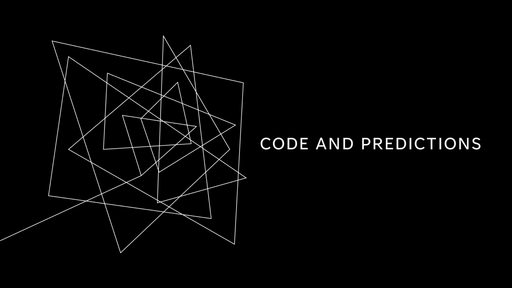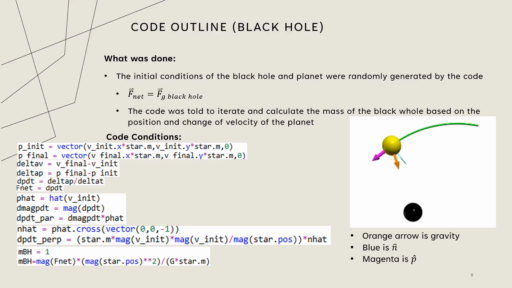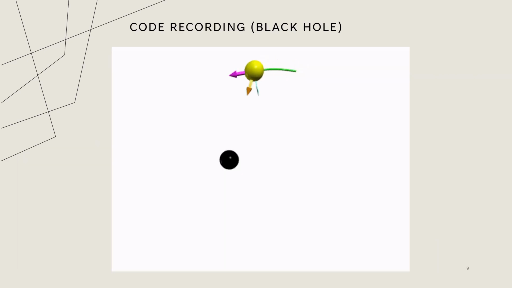So for the code and predictions themselves, what we did for the black hole was take the randomly generated initial conditions, which give us our initial positions and velocities and everything else, and then we cycle through all the positions it gives us and calculate the mass of the black hole based on the observed change in momentum at each position. The masses will be a little different at the different positions, and at the end we average them together. So this is the code running.